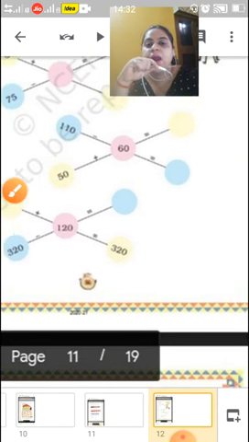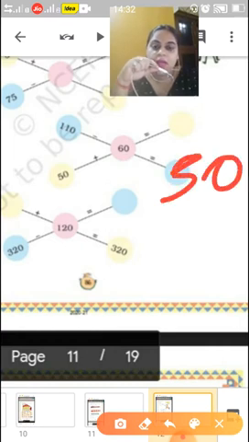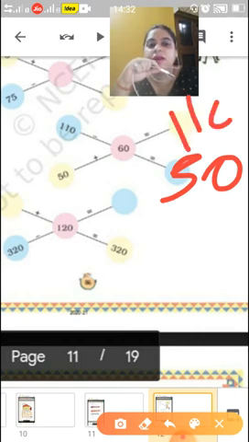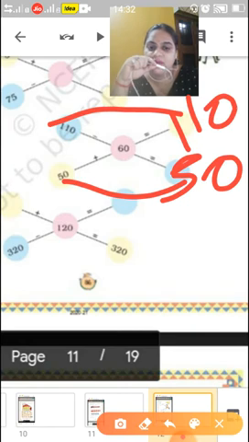Now C part, 110 minus 60, what will come children? It will come 50, and 50 plus 60, what will come? 110. So this is match and this is match. Understood?